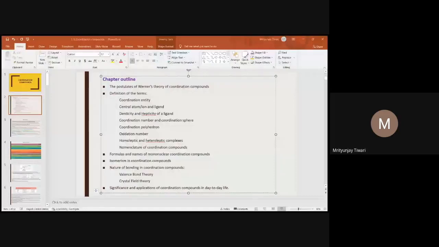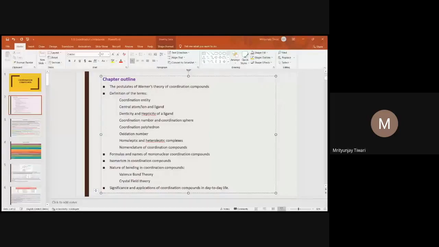Although the naming of coordination compounds is much different than the naming that we follow in the case of organic compounds. Usually here we see the ligands. If the ligand is anionic, it will be named differently. If the ligand is neutral, it will be named differently. If the metal ion is in the coordination sphere, it will be named differently.